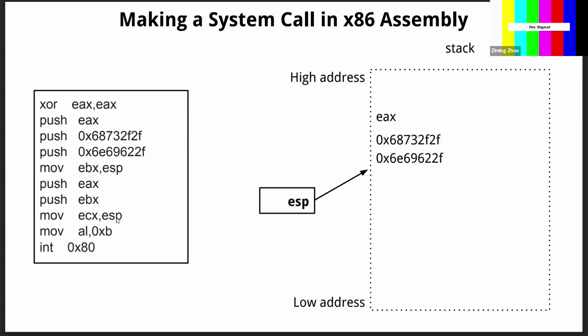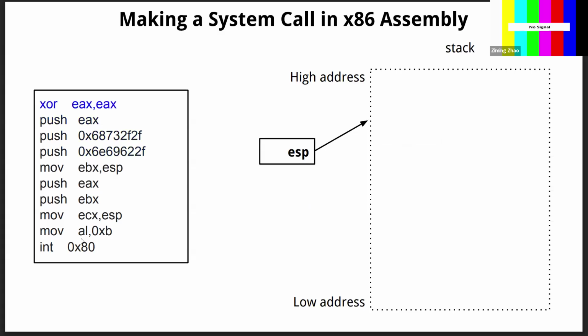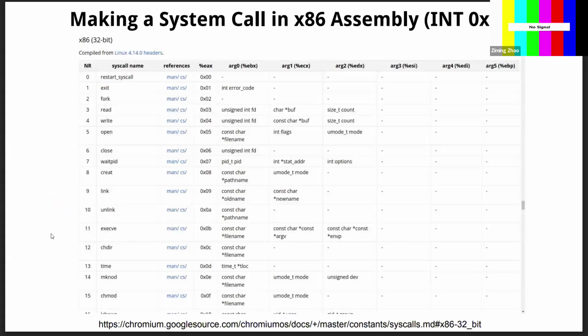Then we move ESP to ECX. Then we move B to AL. Then we execute the instruction int 0x80. I already told you int 0x80 is a system call. Then what is AL? It's a system call number, right? EAX is 0, then we just move B to AL, which is a system call number. And that system call number is execve.